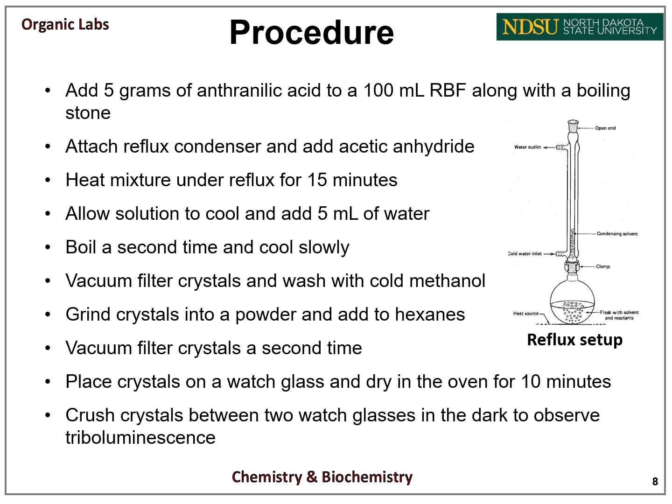Shown here is a summarized procedure. We will first add 5 grams of anthranilic acid to a 100 milliliter round bottom flask along with a boiling stone. Then attach a reflux condenser and add acetic anhydride. Heat the mixture under reflux for 15 minutes, then allow the solution to cool and add 5 milliliters of water. Boil a second time and then let the mixture cool slowly again. Vacuum filter the crystals and wash them with cold methanol.